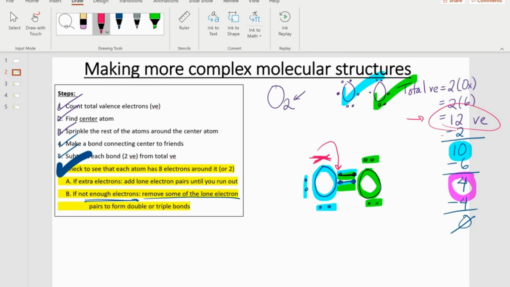And that is how you are going to go about deciding when you need to add a double bond or not.